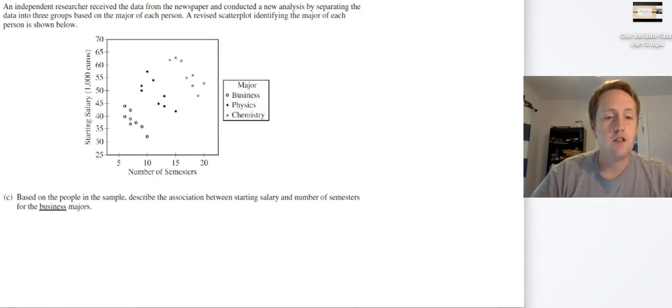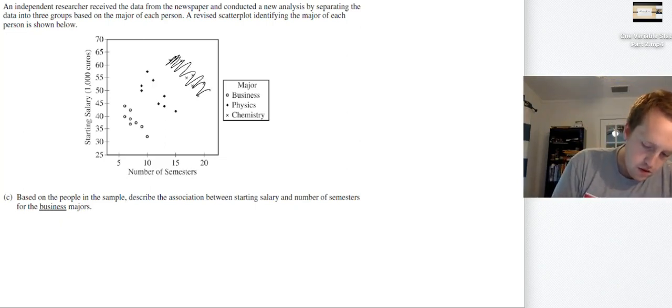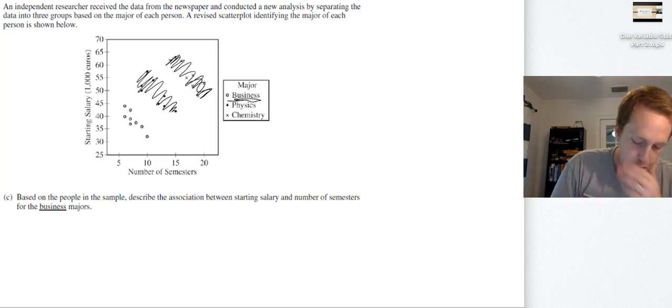Based on the people in the sample, describe the association between starting salary and number of semesters for the business major. So we've got to be careful. They've changed the dots, right? So an independent researcher organized this for us. It broke it down by major. So we're not looking at chemistry. We're not looking at business. No, sorry, we're not looking at physics. We very specifically are looking at business, right?